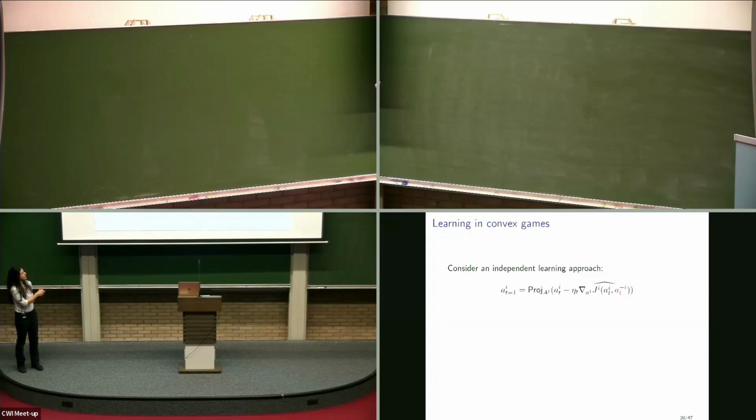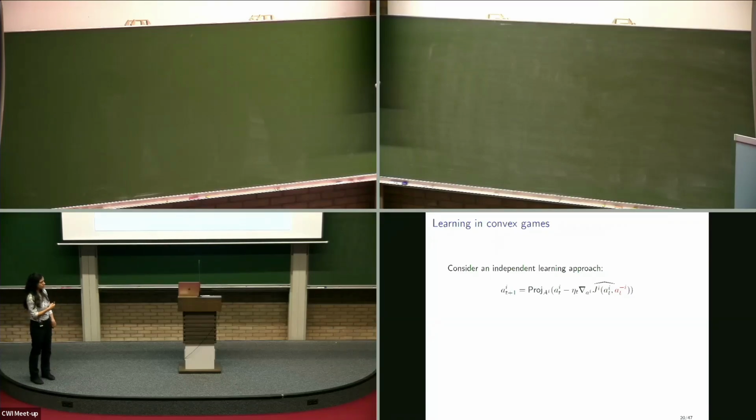And player i has to estimate that gradient because we said we're in a learning setting and they may not know their cost function, okay? So we call this an independent learning approach because each player is just updating her own strategy. She just needs to know her own action set and her own local gradient.